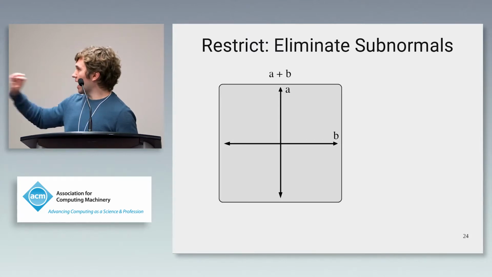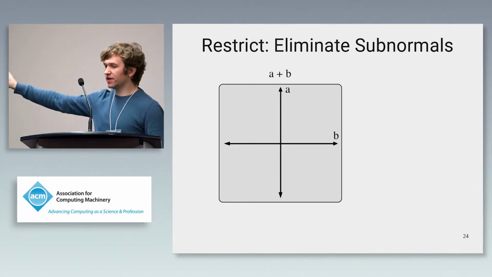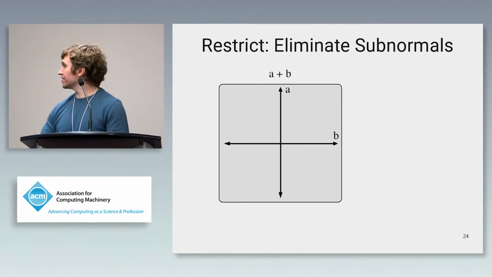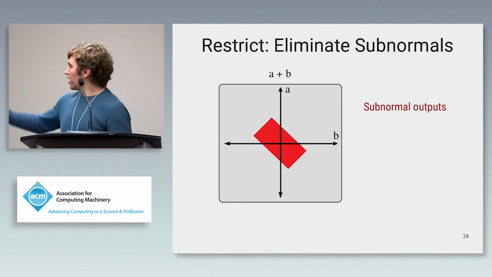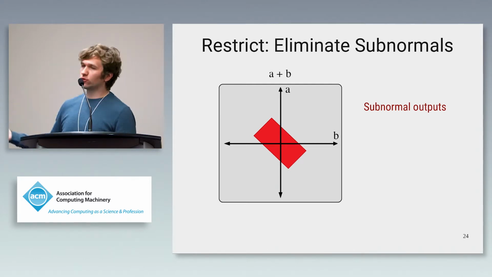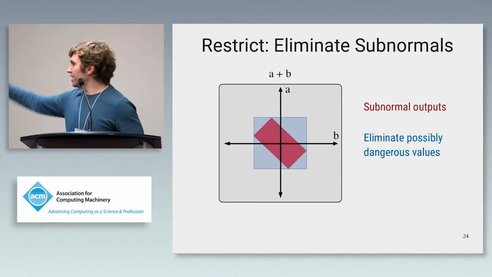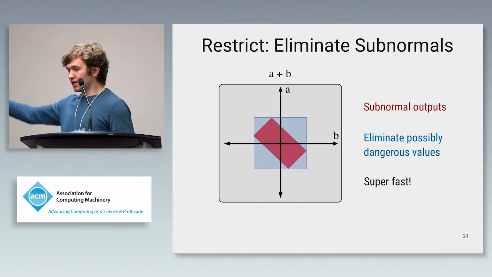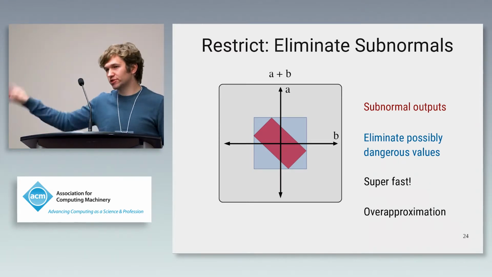So here's a plot of A plus B, and what I'm going to plot on here essentially is, given the A and B, is a given output subnormal. And if you were to plot this out, you'd get something shaped just like this. And so if you have an A and a B in that red region, it will correspond to a subnormal output. Now, a very easy way to get rid of these is to just eliminate everything in this blue box, right? It's an over-approximation, but the nice thing about this is it's essentially super fast, right? It's very easy to just say everything below a certain limit, just get rid of it.